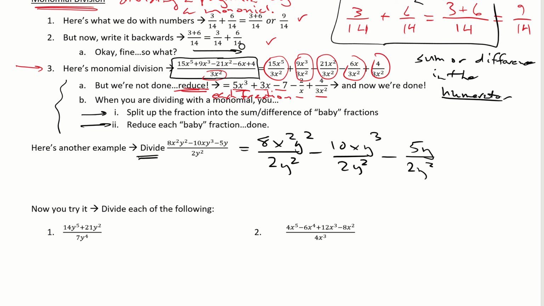The last step is to reduce. So I'll do that in red. This time 2 goes into 8 4 times. So I write a line, I put a 4 here and a 1 here. Nothing happens to the x's, so I just write x squared, because there's no x downstairs. What happens with the y squareds? Well, if they're exactly identical, they cancel. So this is what we have for the first fraction.